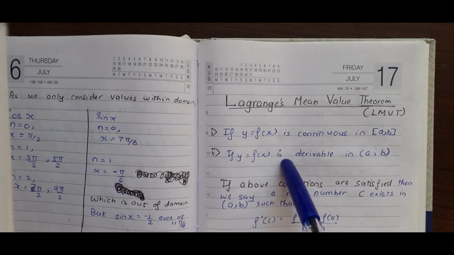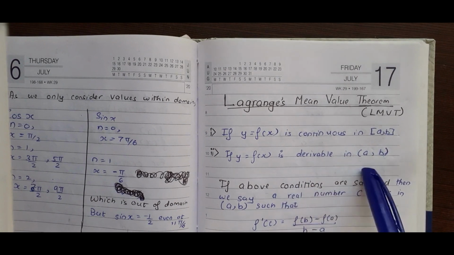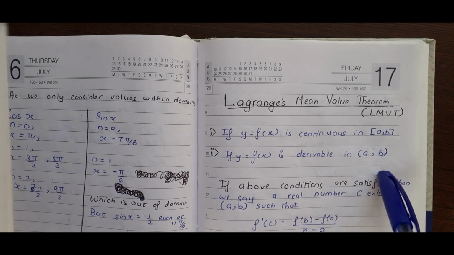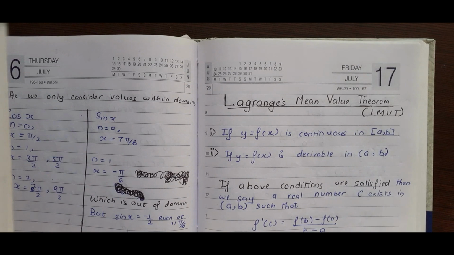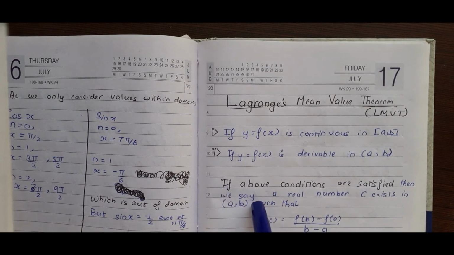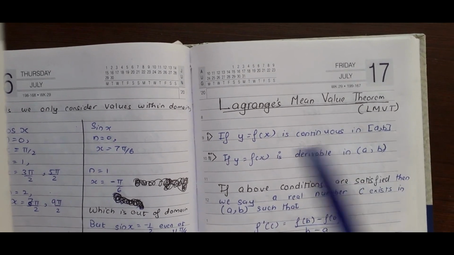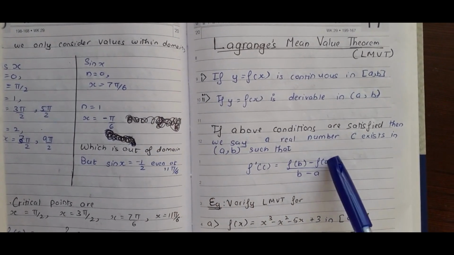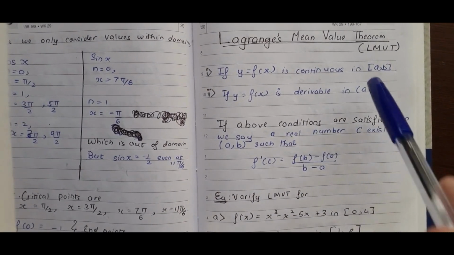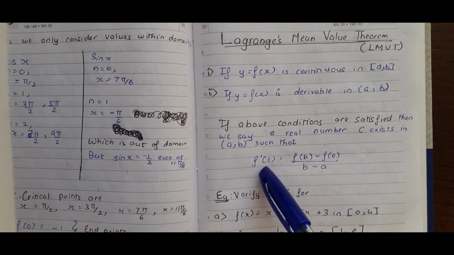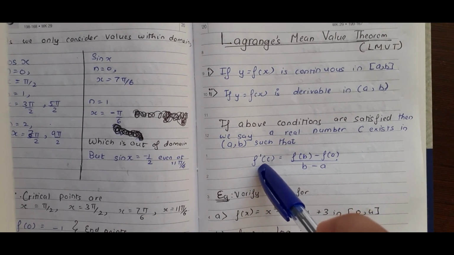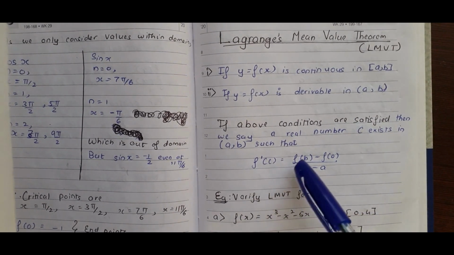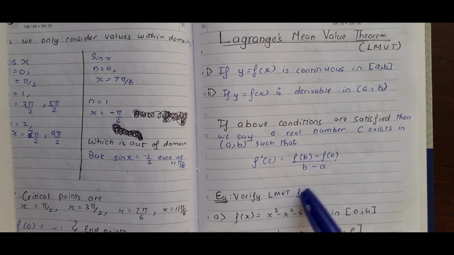And y equals f of x is derivable or differentiable in (a, b), so open interval, so it might not be differentiable at a and b. Then if both the above conditions are satisfied, we say a real number c will exist in (a, b) such that the first derivative f dash of c equals f of b minus f of a upon b minus a.